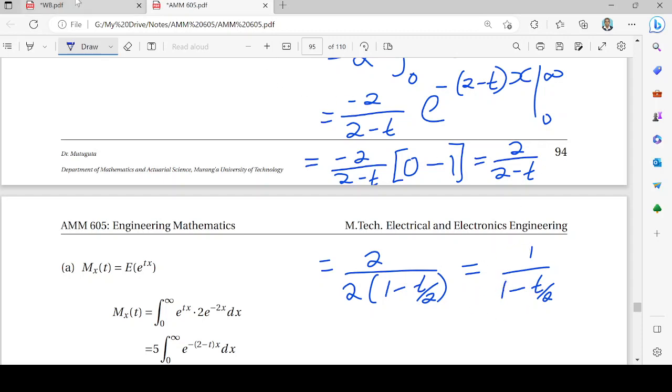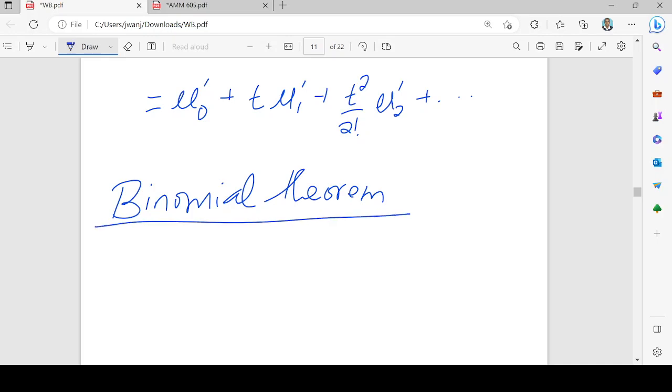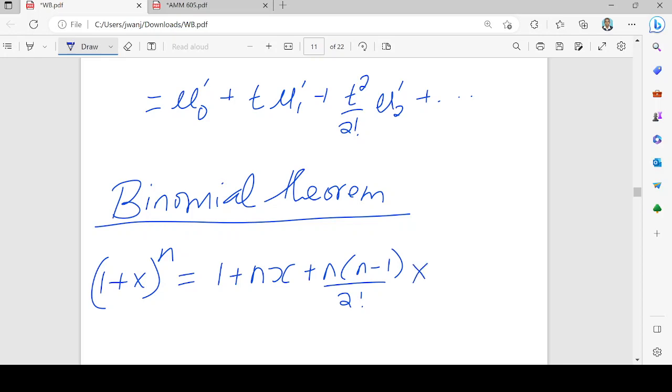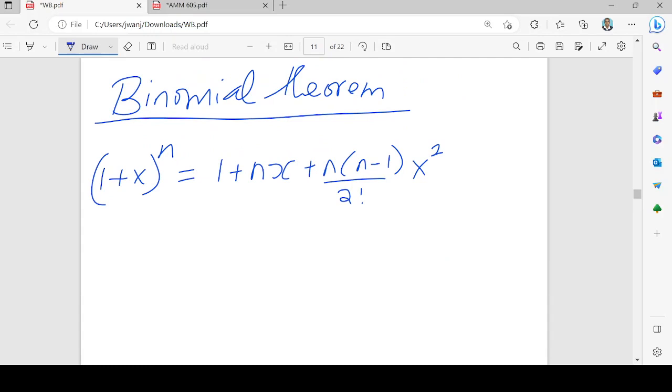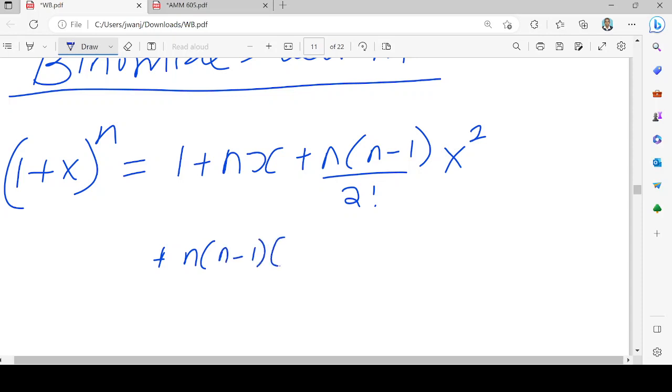We're now going to expand this using the binomial theorem. The binomial theorem is useful for the expansion of the form 1 plus x raised to the power of n, and is usually given by 1 plus nx plus n times n minus 1 divided by factorial 2 times x raised to the power of 2, then plus n multiplying n minus 1 multiplying n minus 2 divided by factorial 3 multiplying x raised to the power of 3. This is the binomial series.